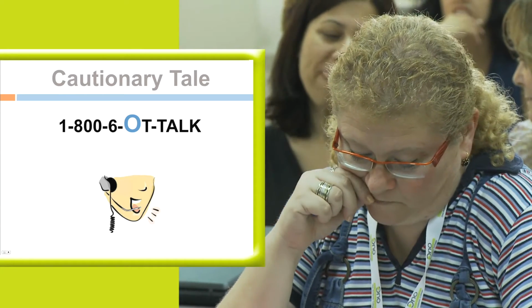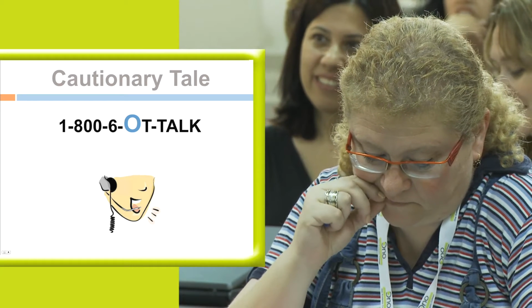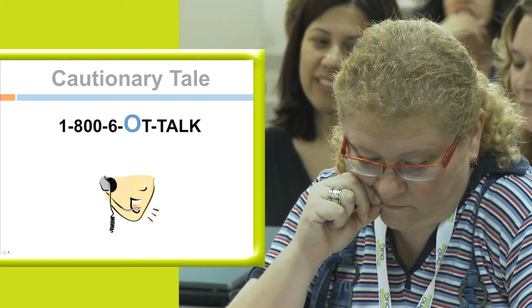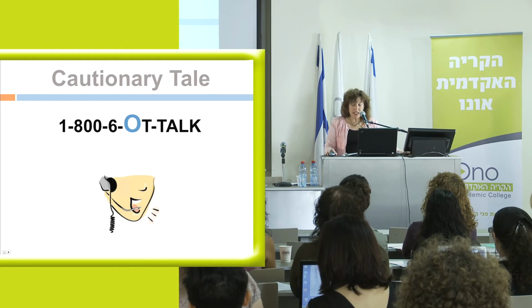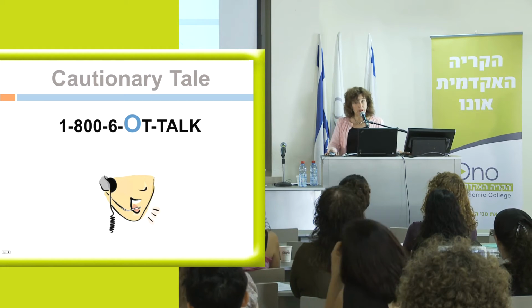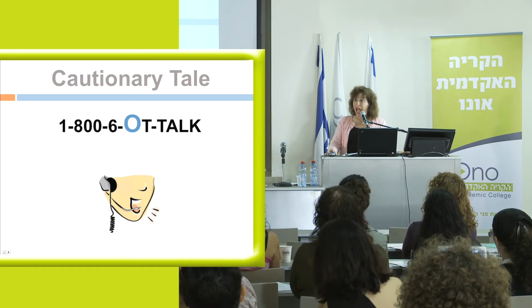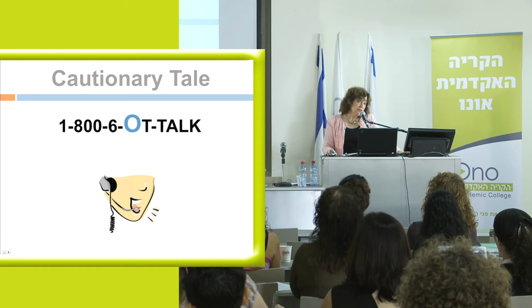AOTA set up a toll-free telephone number that used real words. It was 1-800-6-OT-TALK. What they failed to consider, however, was that some people might interpret the O as a 0, not recognizing that the abbreviation was OT. And that makes sense, doesn't it?